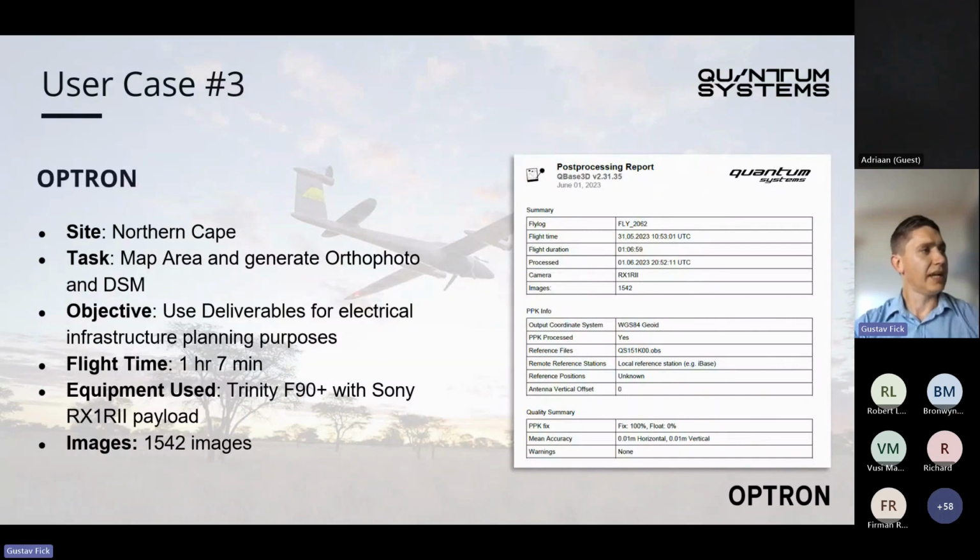Right, then the last user case is one where we have been involved. This was on a site in the Northern Cape. The task was to map out an area and to generate an ortho photo and a digital terrain model or digital surface model. The objective was to use the data for electrical infrastructure planning. The specific flight was 1 hour and 7 minutes, that was the equipment used, and we captured 1,542 images in this flight.